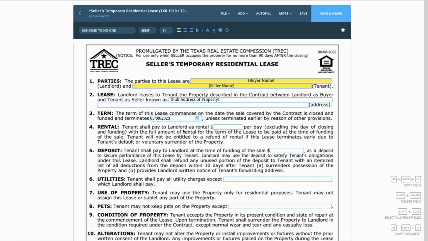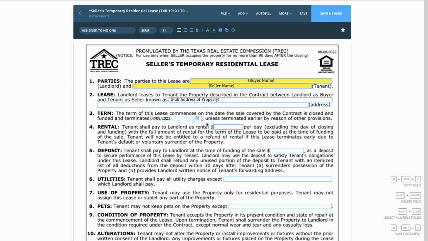Seller shall pay landlord rent, and you can set an amount per day. What I like to do is maybe less than the going rate for a rental at a local hotel or motel. Or maybe you might do it for free. It is completely negotiable. It's up to you guys.